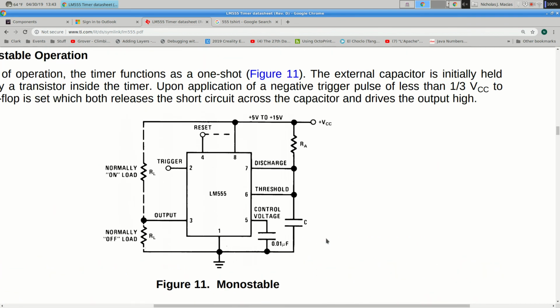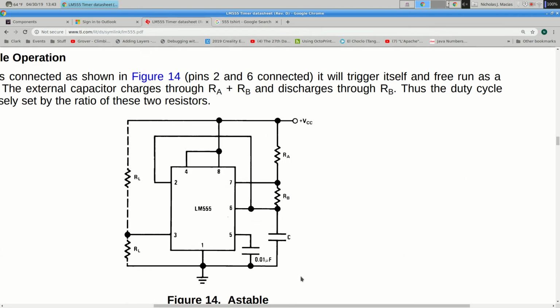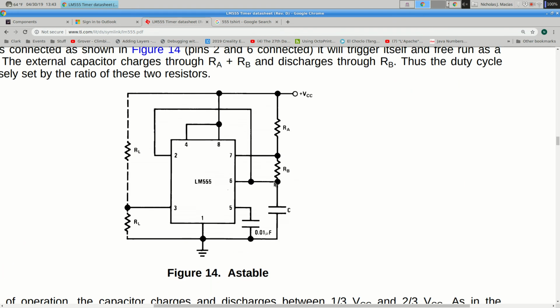There's a nice little circuit. So basically you connect a resistor RA between pins 7 and 8. A second resistor, oh, that's monostable. Second resistor RB between 6 and 7, and a capacitor between 6 and 5. And those are the only components you need, two resistors and a capacitor.